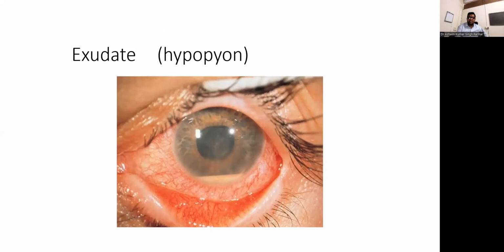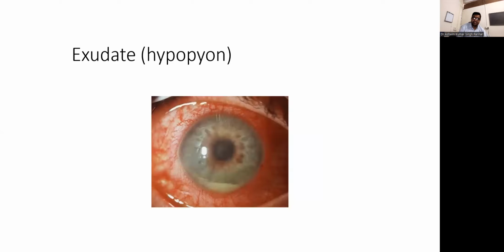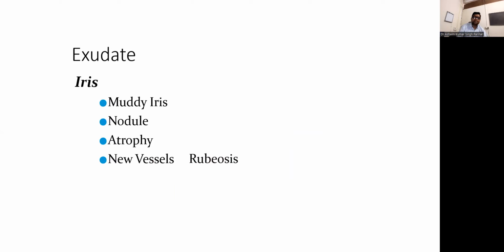Hypopyon, as I mentioned, is the collection of pus in the anterior chamber. How does the pus form in the anterior chamber? That is nothing but the excessive production of exudates. When exudates are too high, they get clumped and deposited in the anterior chamber. So that is how exudates form. Pus collection in the anterior chamber is hypopyon. This is another picture for the hypopyon.